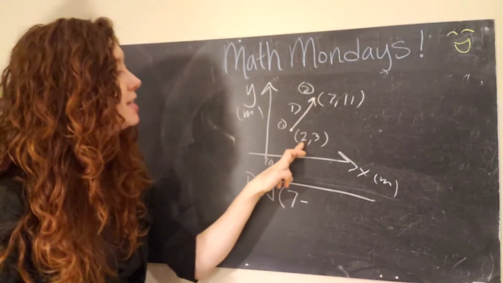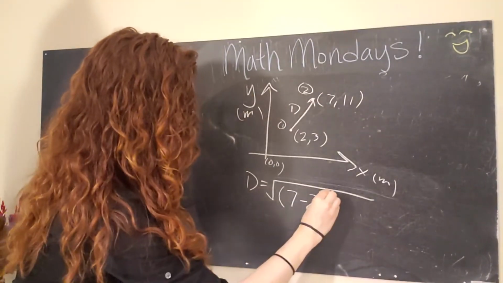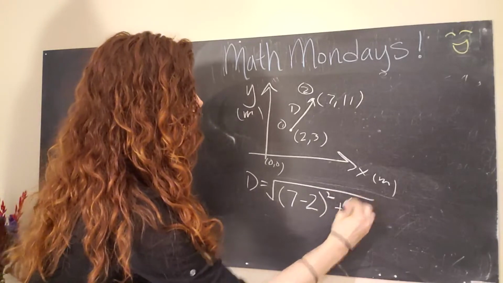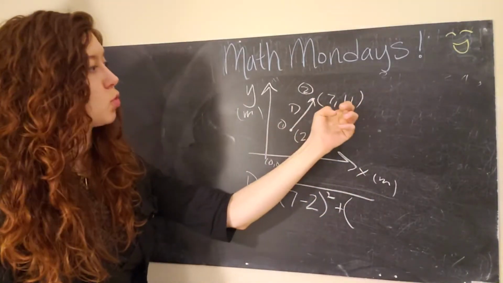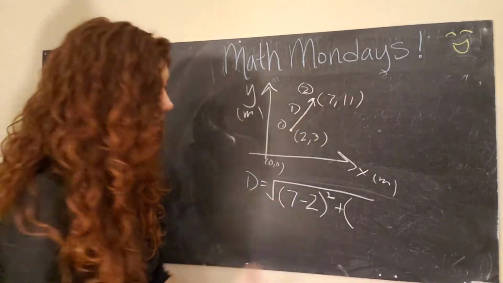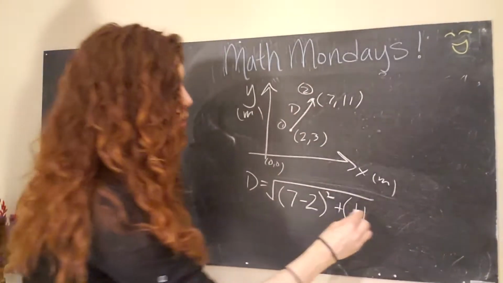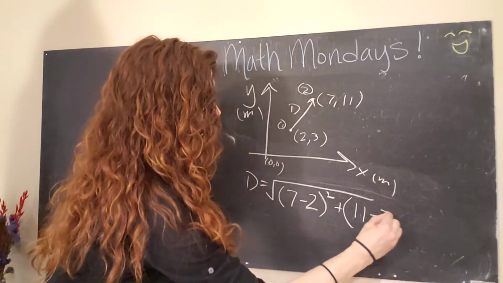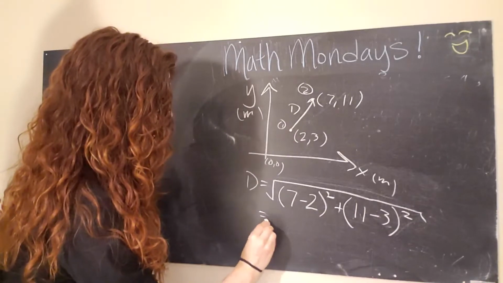I subtract the initial position from the final position, so 7 minus 2, and I square that, and then you add the change in position between the starting point and the ending point. So you have to subtract where we started from where we ended, which is going to be 11 minus 3. You square that. And then we simplify this.